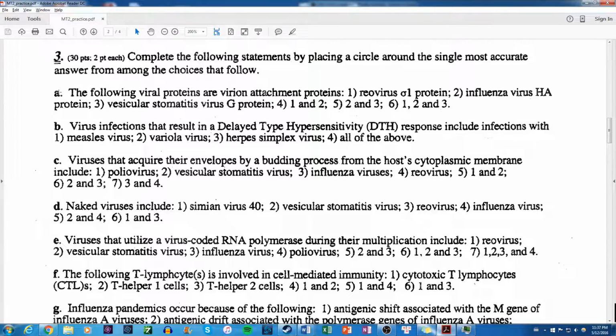So for A, the answer is 6. B, ignore it. C is 6. D is 6. E is 7. F, ignore it. G is 8. H is 5. I, ignore I. J is 2. K is 2. L is 3. M is 2. N is 3. O is 3. Okay.